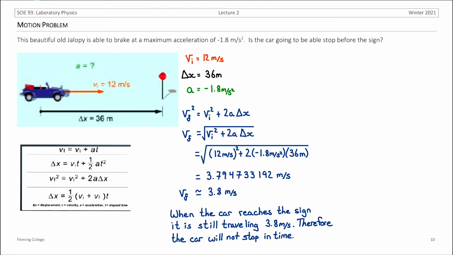When solving physics problems, you might want to keep in mind that there is more than one method for solving any problem. An alternate approach to this one could have been to assume the final velocity equals 0 and then solve for the required acceleration. In that case, finding that the required acceleration would be negative 2 meters per second squared would tell you that the car was not able to brake hard enough to stop before the sign.